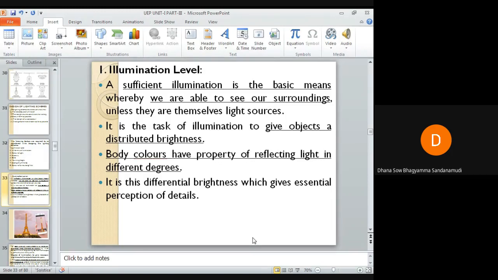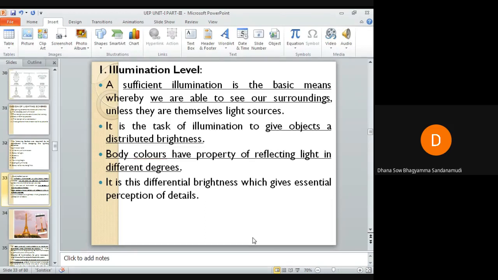Each object in a particular room. There will be n number of objects in a room. Rooms will not be empty. In our houses also, the rooms will not be empty. There will be different objects in each and every room.